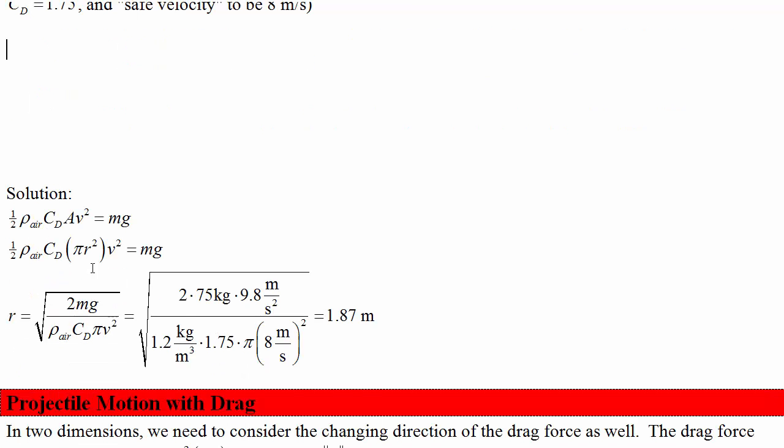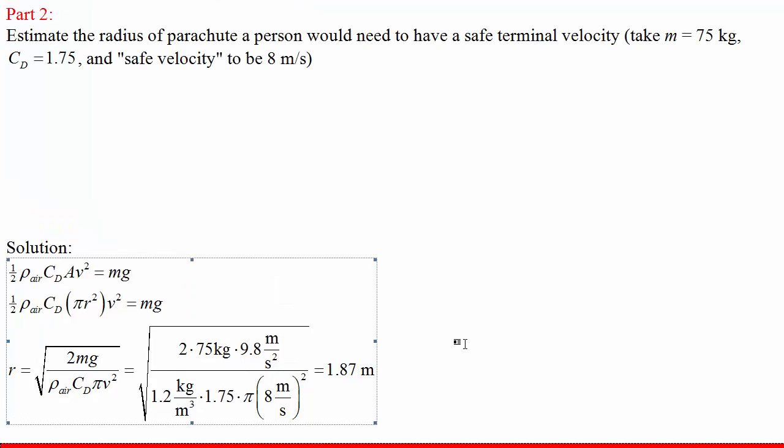Okay, and we end up with 1.87 meters. That sounds kind of reasonable. If we got something like a 5 meter radius, that would be an indication that maybe we made a mistake somewhere, or if we got a 50 centimeter radius, maybe that's a mistake. Because if you picture how big parachutes usually are, they're often quite big. I'd say 3-4 meters across sounds reasonable.